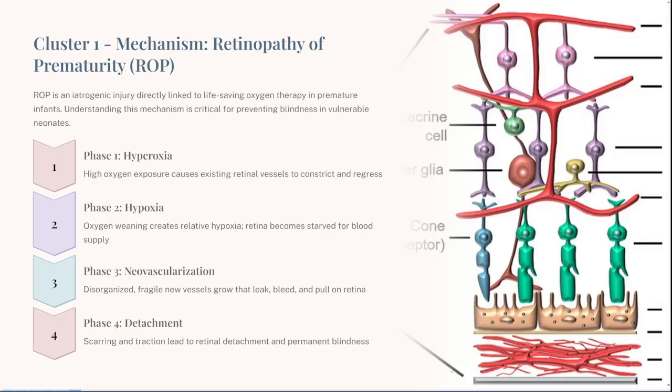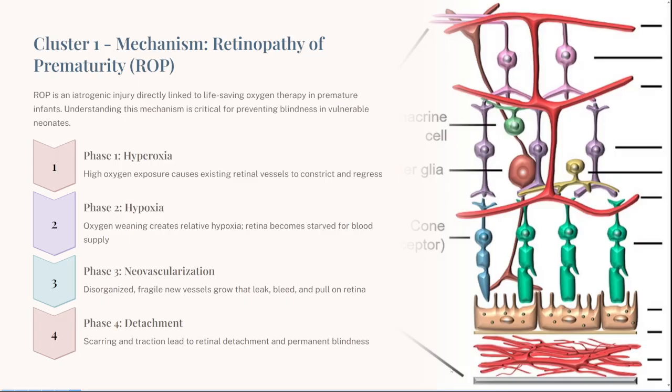You have to picture it. The retinal blood vessels in a premature infant are, well, they're not finished growing yet. So when we give them high concentrations of oxygen to help them breathe, their body senses all this extra O2, hyperoxia, and the existing vessels actually constrict and start to regress. And that regression is the problem, I assume. The retina still needs that blood supply.